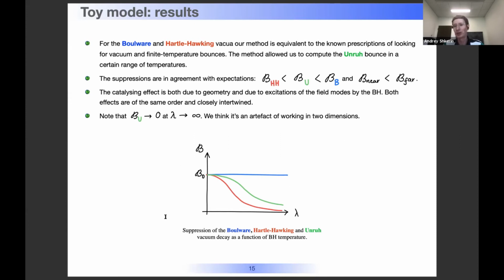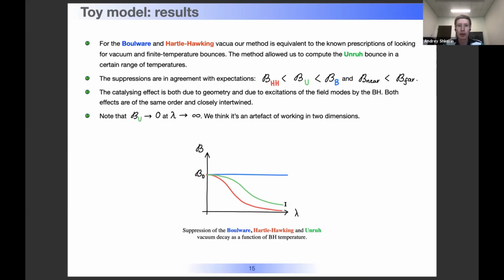This is a picture of how these vacuum decay suppressions look as functions of temperature. And the most important message here is that when we consider the high temperature limit, we see that although the difference between the Hartle-Hawking and Unruh suppressions is parametric, it is enhanced by the inverse of the small coupling constant. Nevertheless, we see that at high temperatures, the suppression of the Unruh vacuum decay goes to 0, same as for the Hartle-Hawking case. In fact, we think that this result is an artifact of our two-dimensional model, and we don't expect it to hold in a more general or more realistic four-dimensional setup.